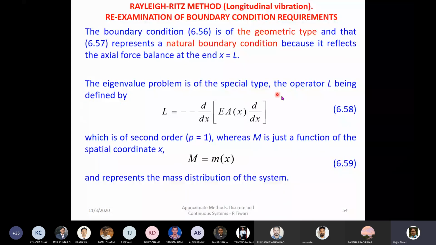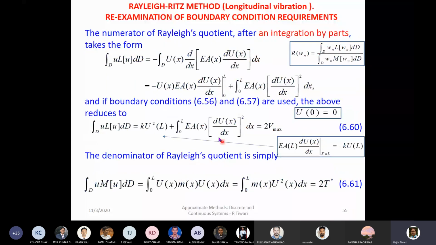We know the L operator for this case, and the M operator is this. We defined the Rayleigh's quotient earlier like this. We initiated it with the eigenvalue problem and defined it with the L and M operators, because L and M operators are there when we define the eigenvalue problem. So for the present case, the L operator is this.